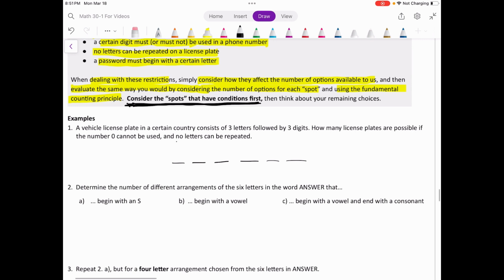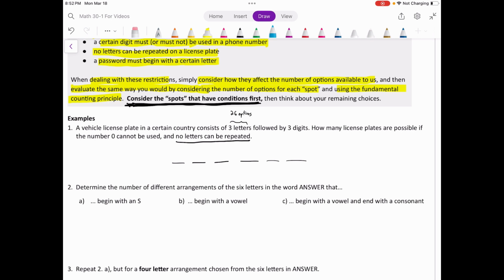Now, no letters can be repeated. So if we think about that, that's the only condition on our letters. But all that means is that once we've used a letter, we can't use it again. So there are 26 options for letters, but once we use one, we only have 25 left to choose from, then 24, then 23, right? Every time we use a letter, we lose that letter, okay?